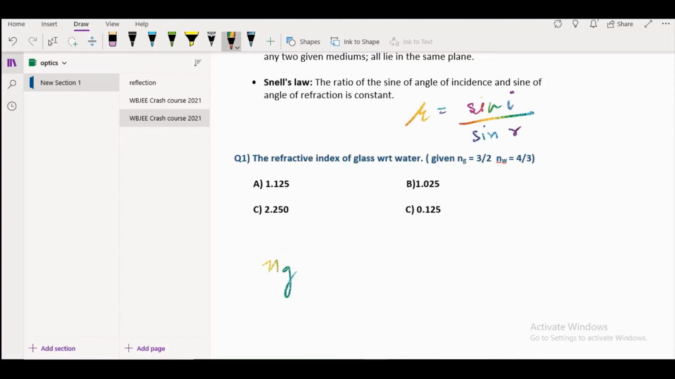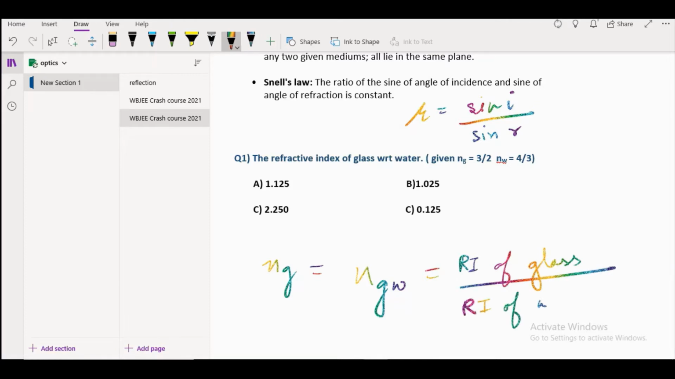Ng is equal to Ngw, that is refractive index of glass with respect to water. We write it like this. What is it? It is refractive index of glass by refractive index of water. Right? So how? It's very simple. Now just put the values.